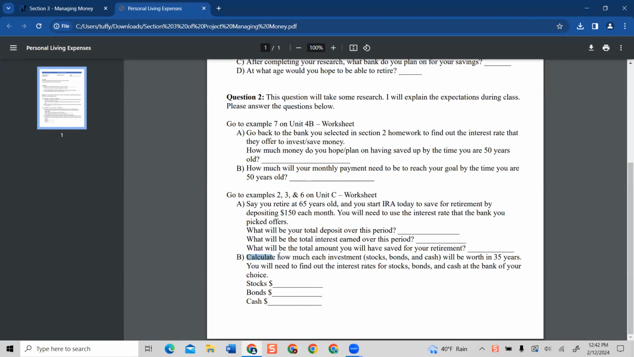And then part B, calculate how much each investment, stocks, bonds, and cash, will be worth in 35 years. You will need to find the interest rates for the stocks and bonds and cash at the bank of your choice. And again, if your bank doesn't offer these, then you may need to reach out to another bank. So definitely get that. And the examples are worked out in Unit C.